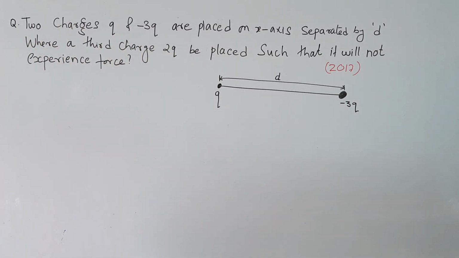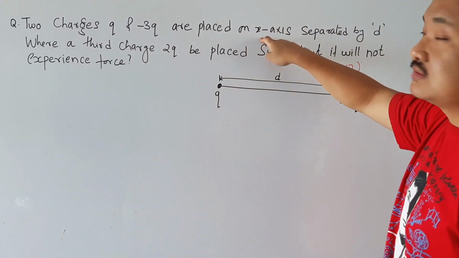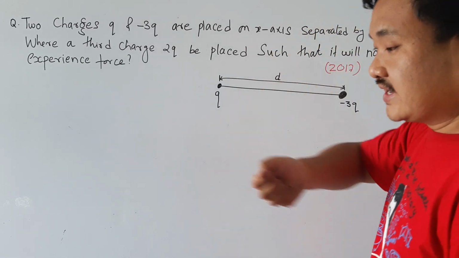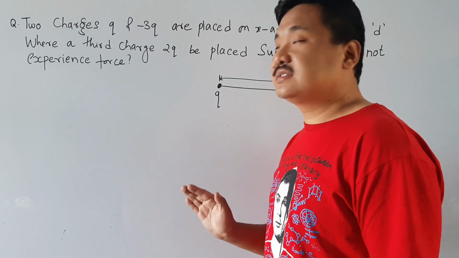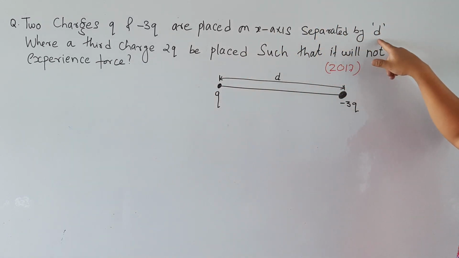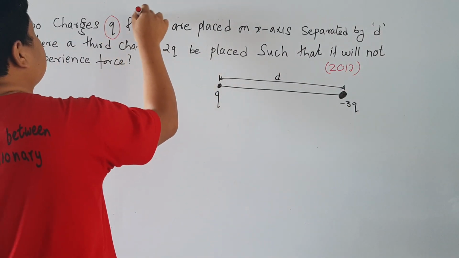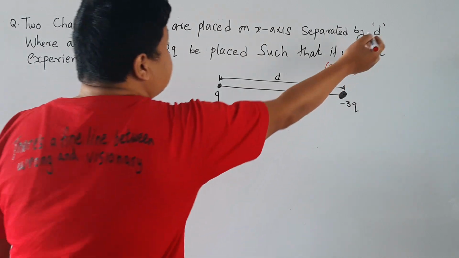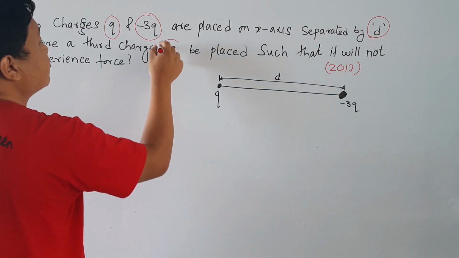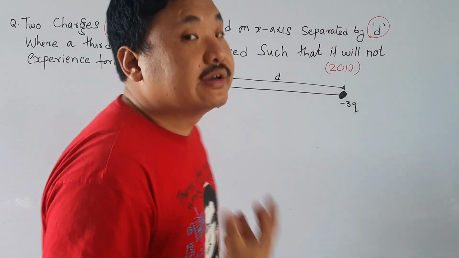The two charges Q and minus 3Q are placed on the x-axis. X-axis means anywhere on this line. This question may even ask the z-axis or y-axis. Don't worry about this, simply they are in a line. Axis is a line. These two charges, Q and minus 3Q, are separated by a distance d, and where should a third charge 2Q be placed such that it will not experience any force?